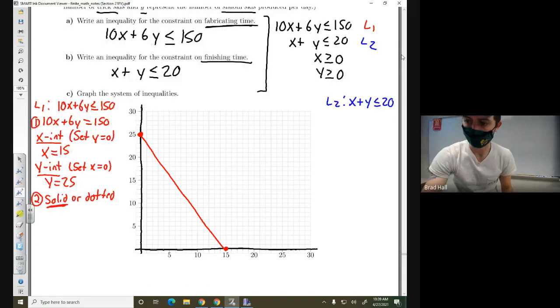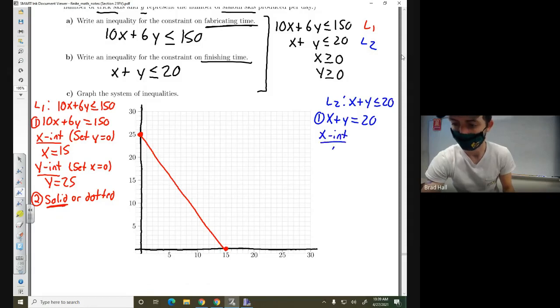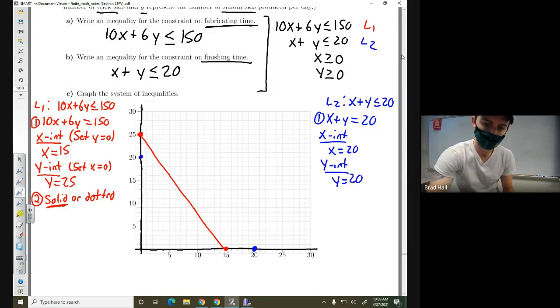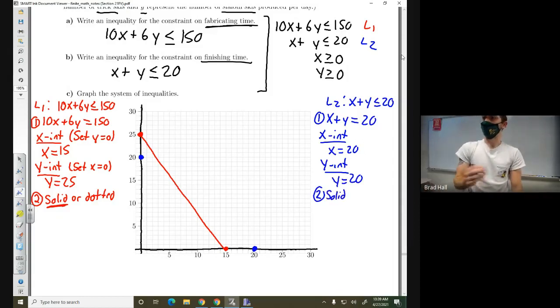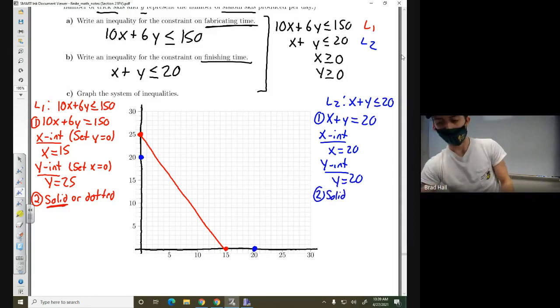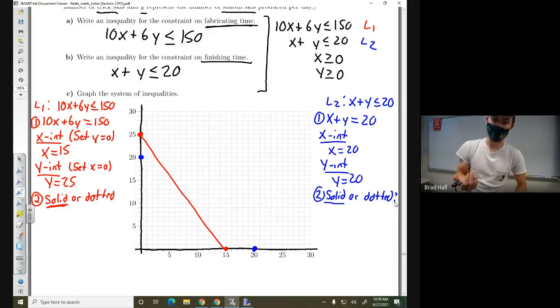Okay, let's start off with the underlying equation. And it looks like the x-intercept and the y-intercept are both going to be 20. And before we connect the two dots together, we need to figure out whether we have a solid or dotted line. Looks like we have solid again, because yet again we have an equal to part.